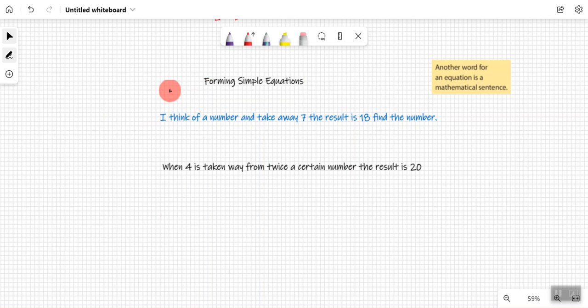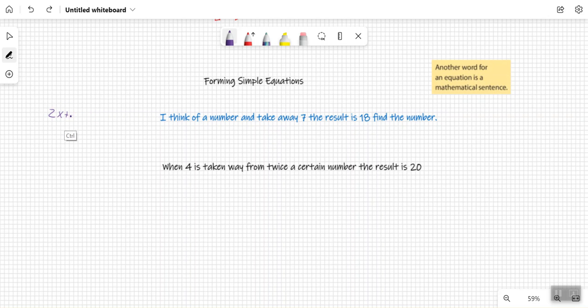So in this lesson we'll talk about how to form simple equations. An equation basically is anything that has an equal sign in it. So for example, you could think about something like this: 2x + 3 = 14. So this here is an equation.